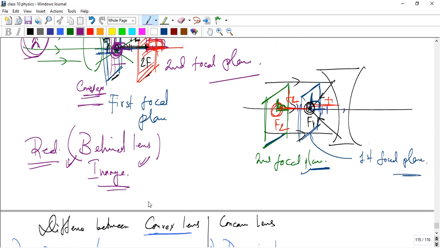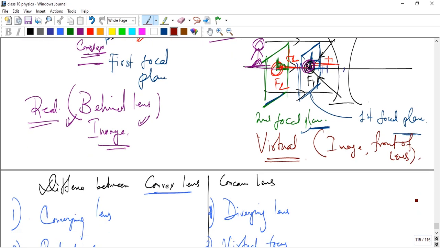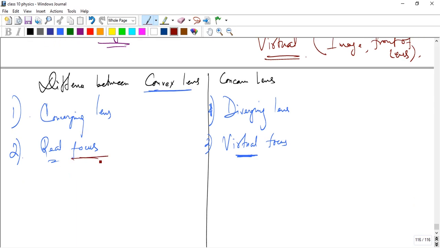And here you see that in case of concave lens, the object and focus both are in the same direction. So that's why these are called virtual, because the image is in front of the lens. That's why these are called virtual. So that's why these are called real focus, and you get a virtual focus.